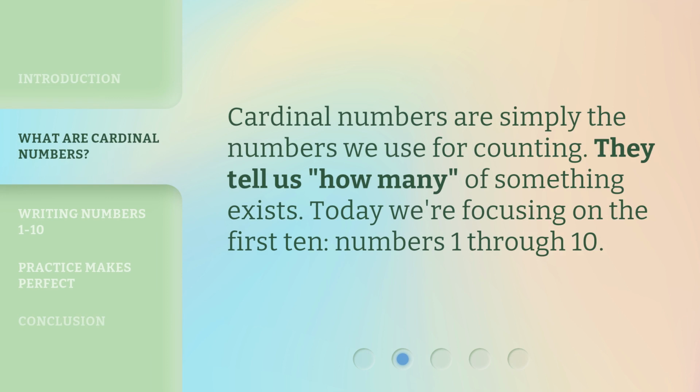Cardinal numbers are simply the numbers we use for counting. They tell us how many of something exists. Today we're focusing on the first 10, numbers 1 through 10.